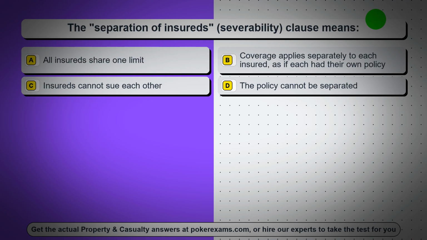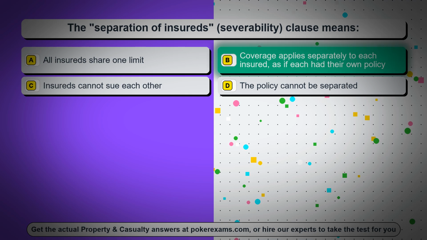Question 40. The separation of insureds, severability, clause means Option A, all insureds share one limit. Option B, coverage applies separately to each insured, as if each had their own policy. Option C, insureds cannot sue each other. Option D, the policy cannot be separated.